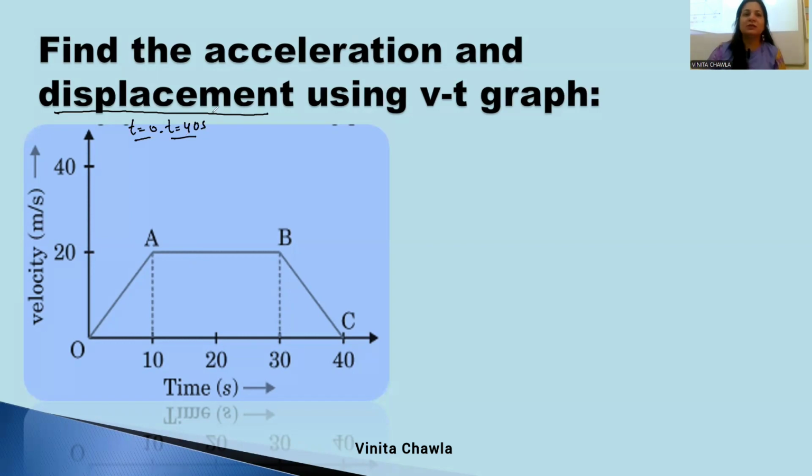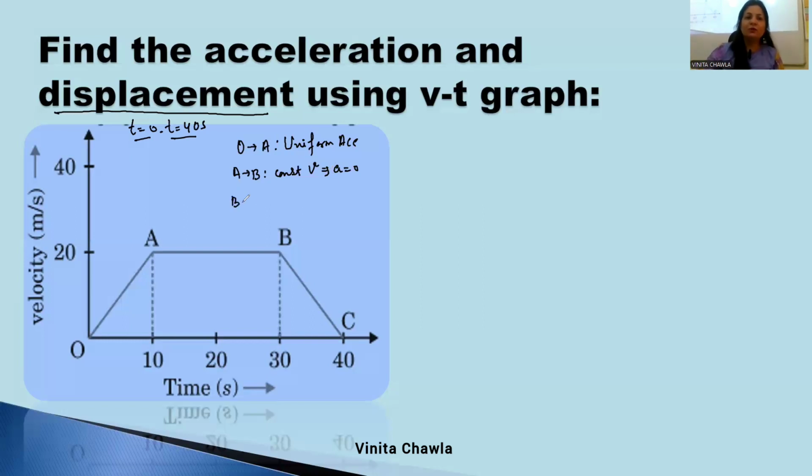But for acceleration, we can see that from O to A, the object is uniformly accelerating. Acceleration is constant, and we can see uniform acceleration. There is equal change in velocity in equal intervals of time. And from A to B, the object is moving with constant velocity. So there is no acceleration. Acceleration is 0 because it is constant velocity, so no change in velocity is there. So acceleration is 0.